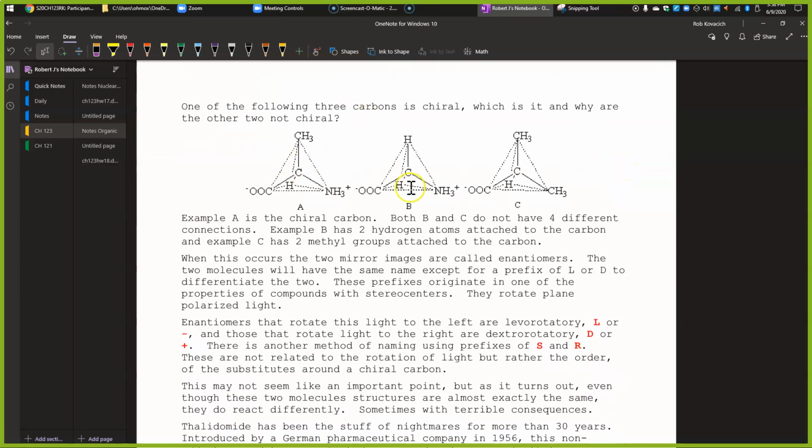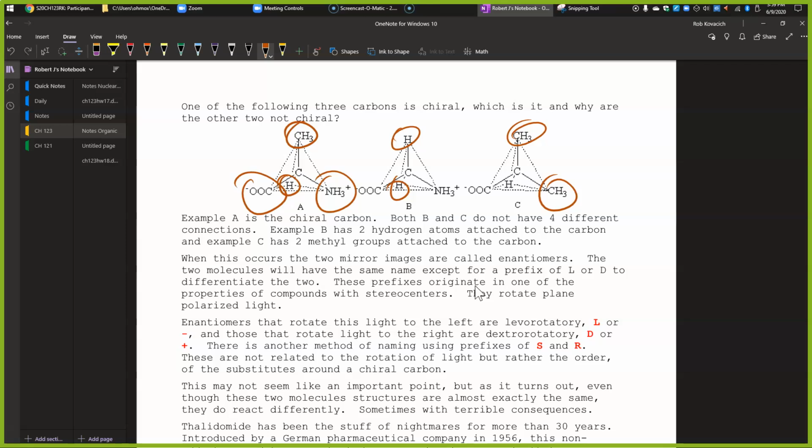Which one of these 3 molecules that I have up here has a stereocenter in it? Only the first one. The second one has hydrogens attached. And then the third one has methyl groups attached. So you have to have 4 separate things attached to the carbon for it to be a chiral carbon. Okay with that?